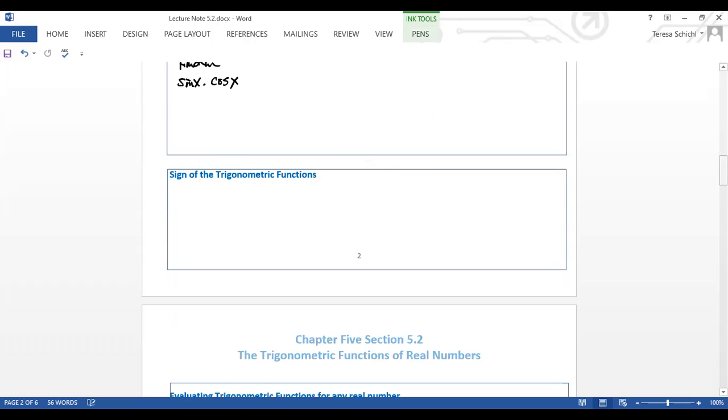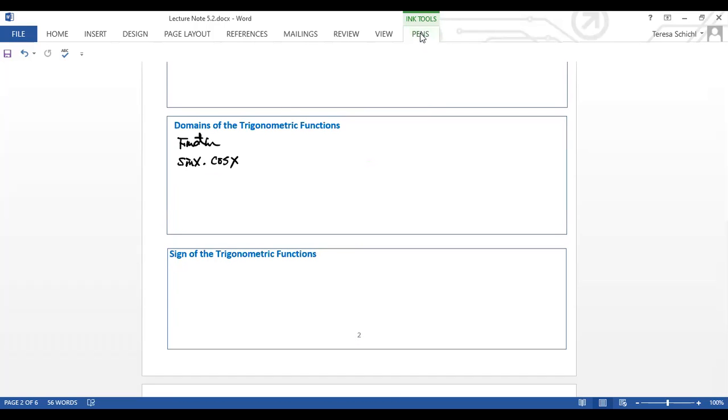So now based on this, let's go back to here. Let's take a look at what my domains are here. Because of sine x and cosine x, there's no restriction, so I say it's all what?